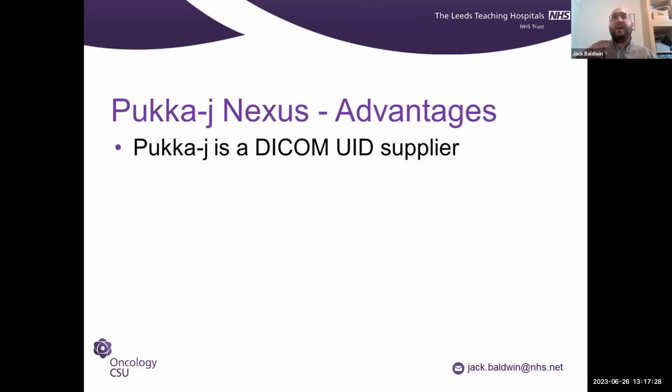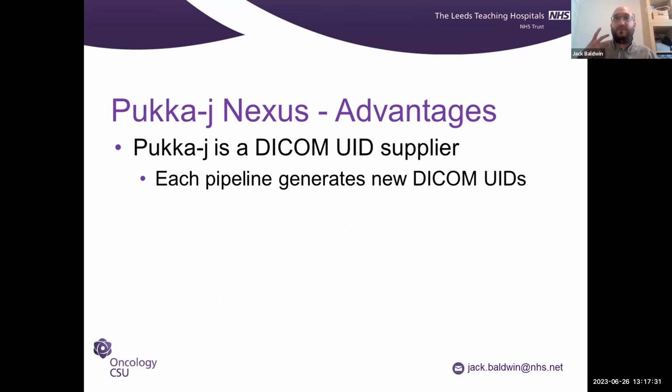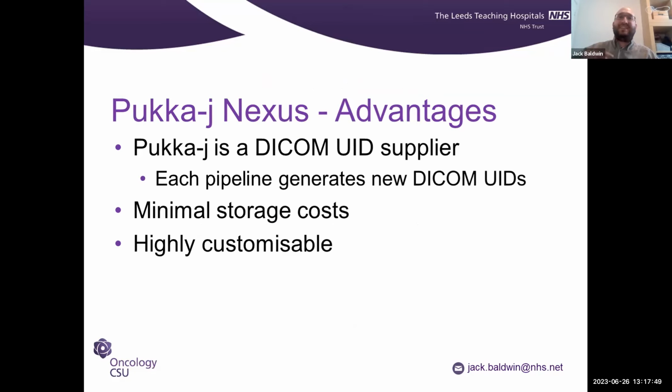So some advantages: as PuckaJ is a DICOM supplier, we get brand new, compliant DICOM UIDs with each research project. Minimal storage costs. It's a pipeline, it's not a store. So things are stored for at most a couple of seconds as they pass through. There are very, very limited storage costs. It's highly customizable. I haven't gone into detail on what nodes you can use in this, but there are a lot of interesting nodes. Particularly, there's an execute node, so you can put Python code into this and execute Python code as data comes through, and it will update DICOM tags.